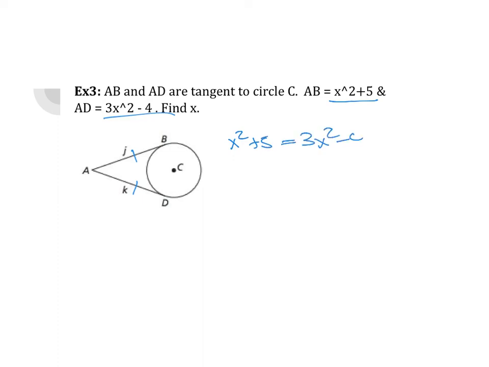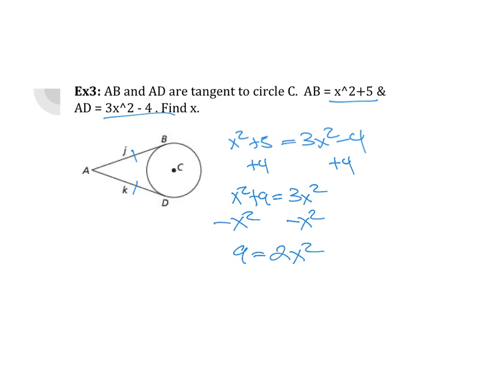Just like our previous examples, we're going to get x by itself, so we're going to go ahead and add 4 to both sides. And we get x squared plus 9 is equal to 3x squared. Then you're going to go ahead and subtract x squared on both sides. And we get 9 is equal to 2x squared. To finish solving for x squared, we're going to divide by 2. And we get 4.5 is equal to x squared.